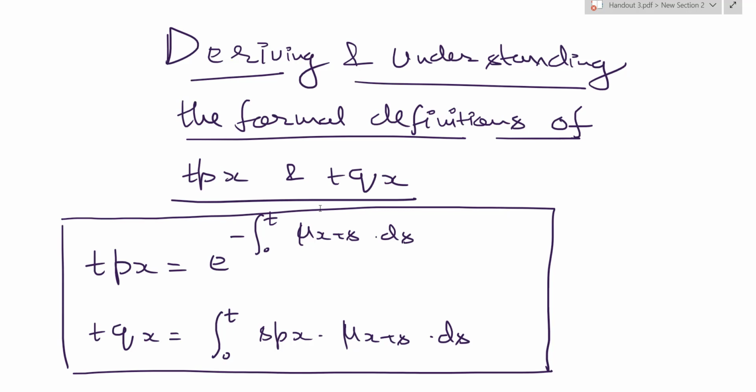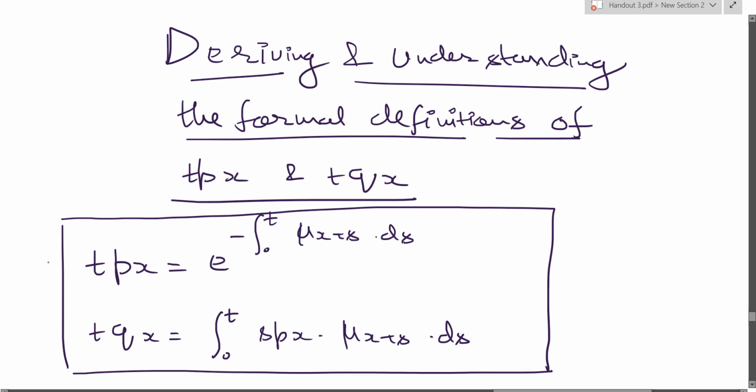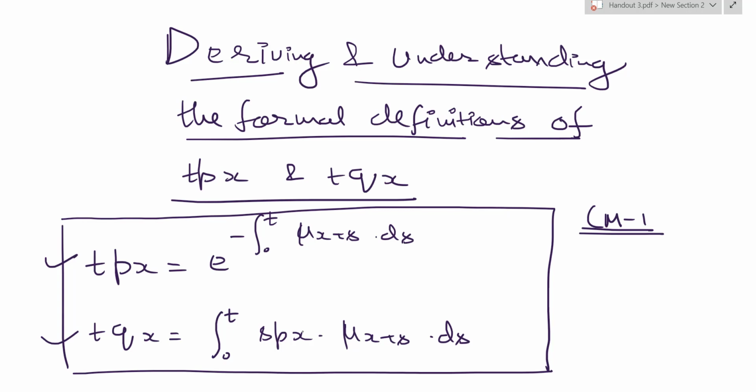Okay, hello and welcome guys. In this video I'll derive the formal definitions of tpx and tqx. Those are these. You will find these in your CM1 material. But they have not shown how to derive them, how to mathematically come up with them, and where they came up from. And they've also not formally interpreted these definitions for you. Like, what is the intuition behind these definitions, or how you can understand them.